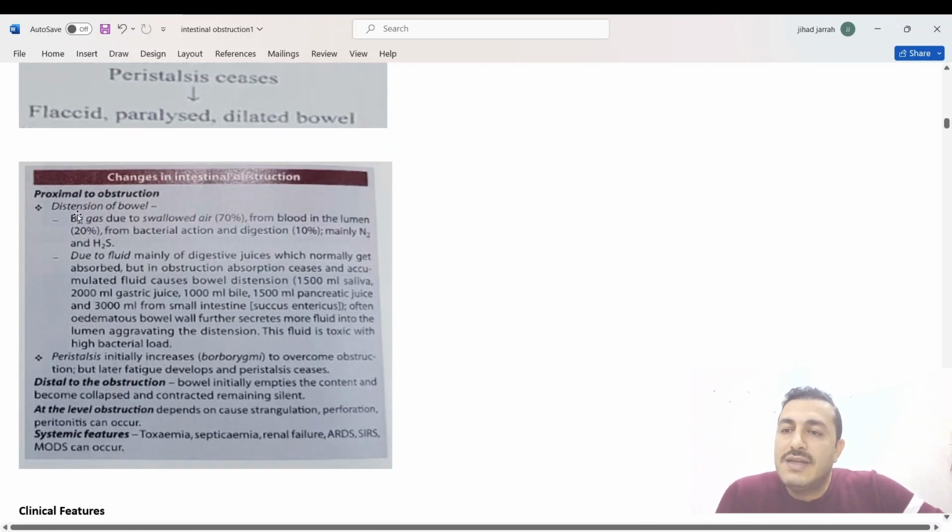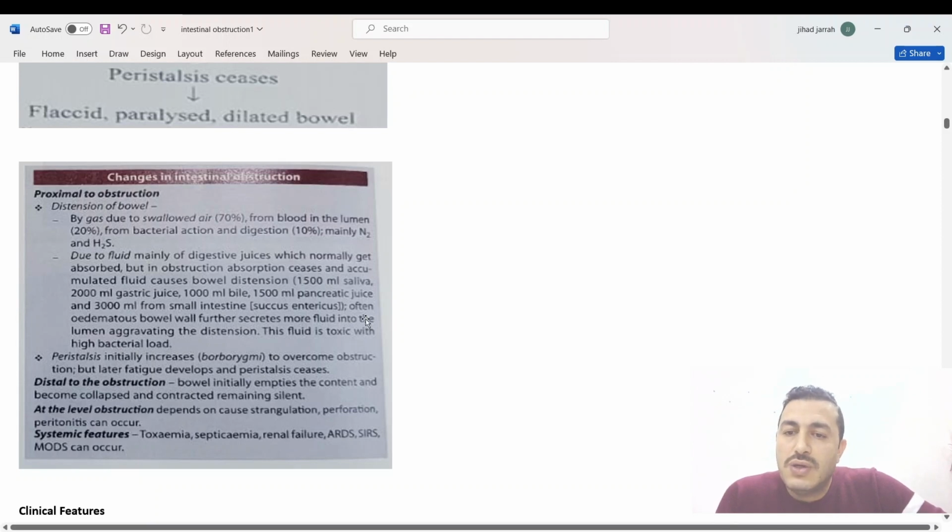They said there is distension proximal to the obstruction. What happens? Actually, gas is due to swallowed air, 70%, or from the blood, 20%, or from the bacteria, 10%. Mainly it is, as we said, nitrogen or hydrogen sulfide. Due to fluid, mainly digestive fluid, where does it come from? From the digestive juice, which normally gets absorbed, but in obstruction absorption ceases and fluid accumulates, causing bowel distension.